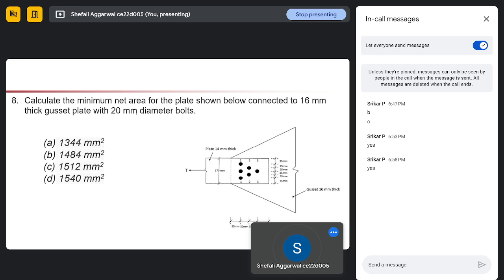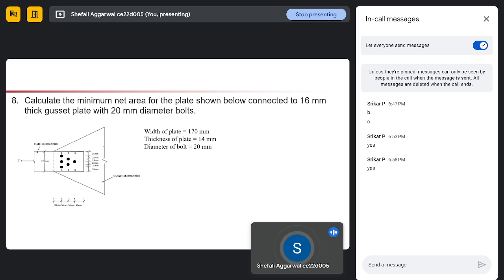Next question is, calculate the minimum net area for the plate shown below connected to 16 mm thick gusset plate with 20 mm diameter bolts. We have bolts in a staggered way, and we have to calculate the minimum net area. So what we will do, we will divide our plate section into different sections, and we will calculate different areas, and out of that we will calculate the minimum area. The minimum area will give us the minimum net area.